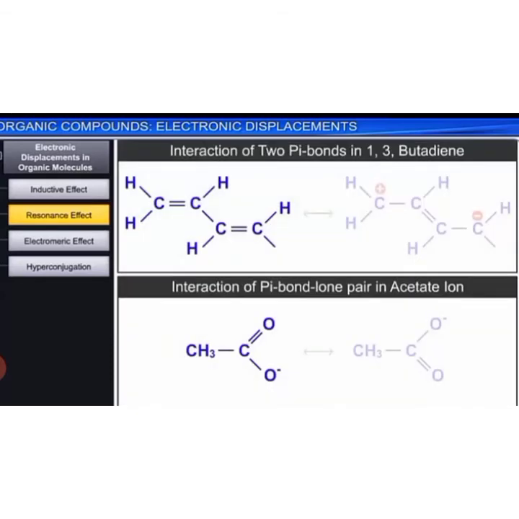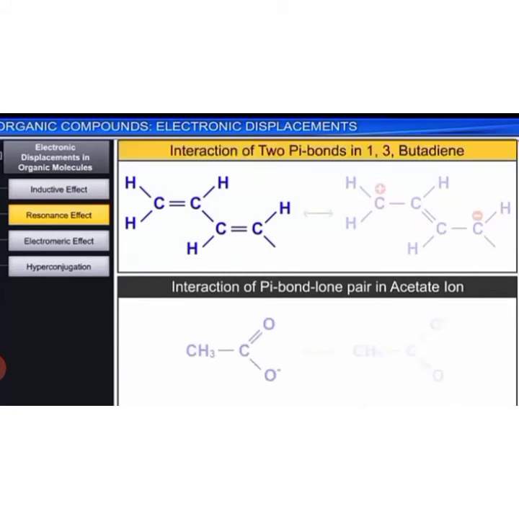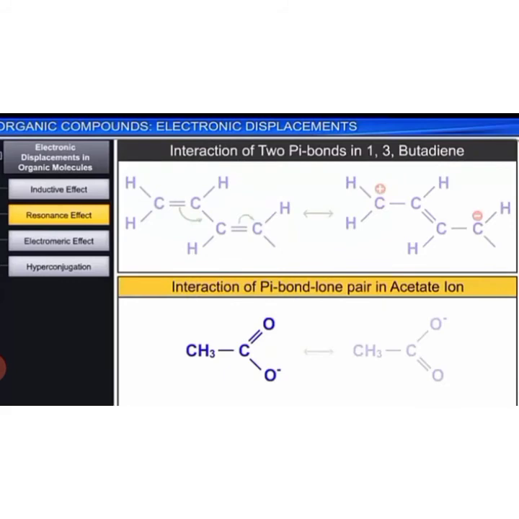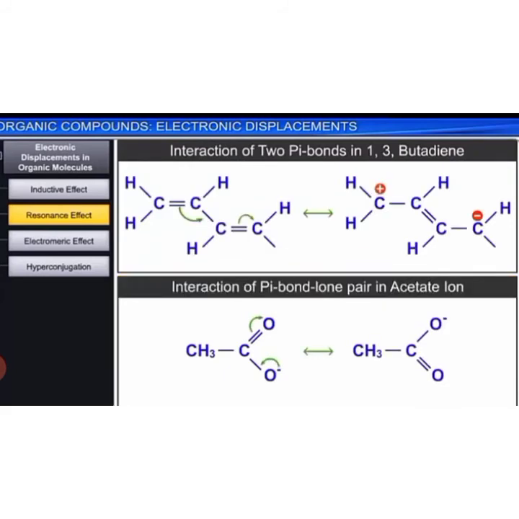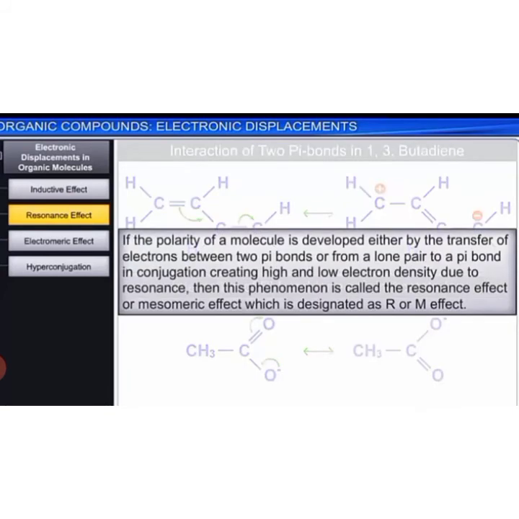If the polarity of a molecule is developed either by the transfer of electrons between two pi bonds or from a lone pair to a pi bond in conjugation, creating high and low electron density due to resonance, then this phenomenon is called the resonance effect or mesomeric effect, which is designated as R or M effect.